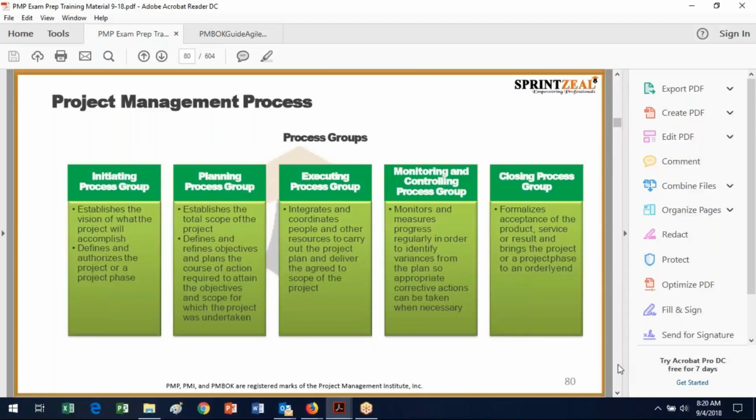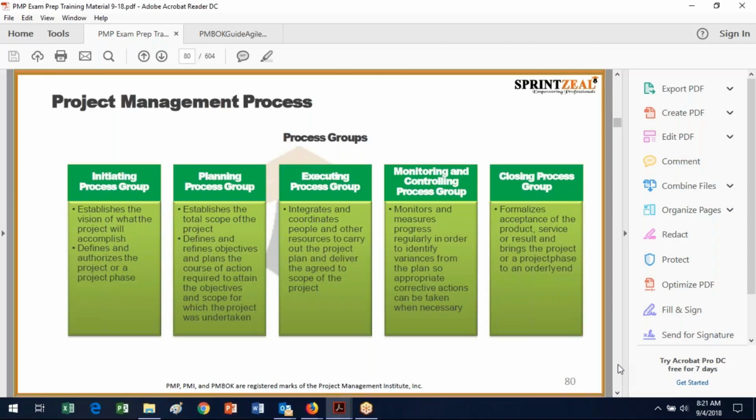Okay, so let's talk about the 5 process groups. Initiating establishes the vision, what the project will accomplish, and it defines and authorizes the project or a project phase. And we'll talk about the various documents later in the course.